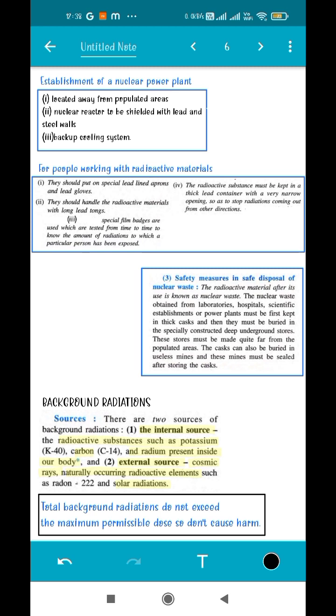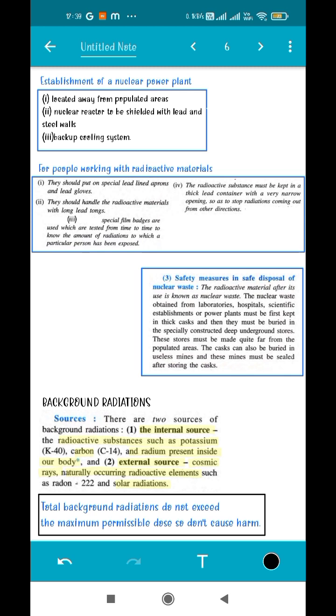Now there is another term which is known as background radiation. Although we perform so many safety precautions while handling nuclear waste and such, we are all always exposed to certain radiations. There are two such sources. One is internal, and the other is external. Internally we have a lot of ions or metals in our body which are radioactive in nature, such as potassium, carbon, radium, etc., which are present inside our bones, in our blood, etc.